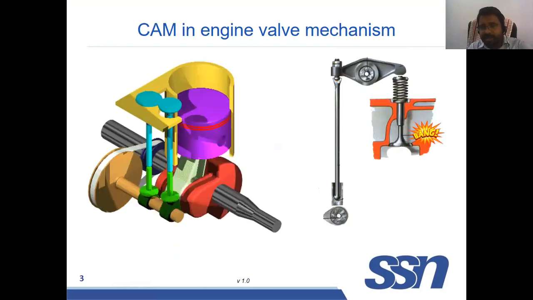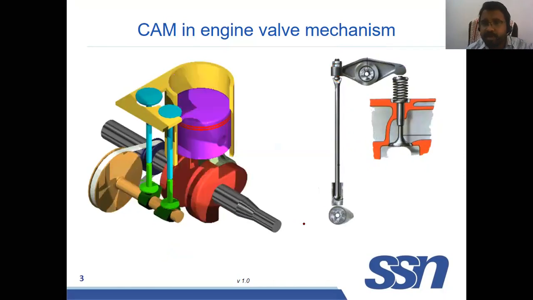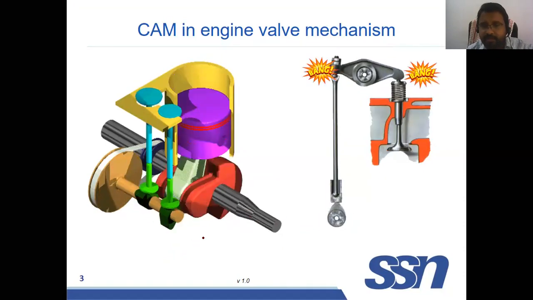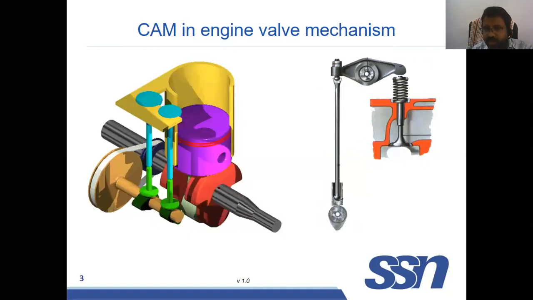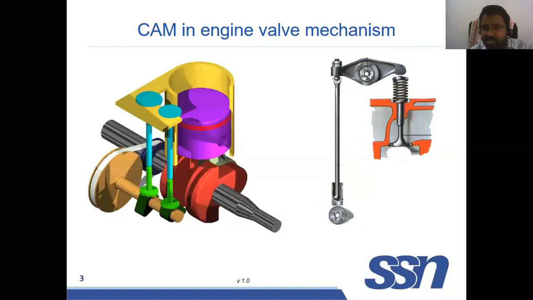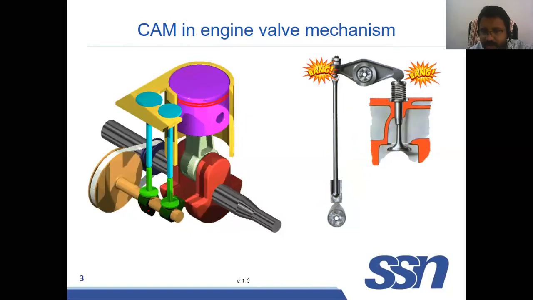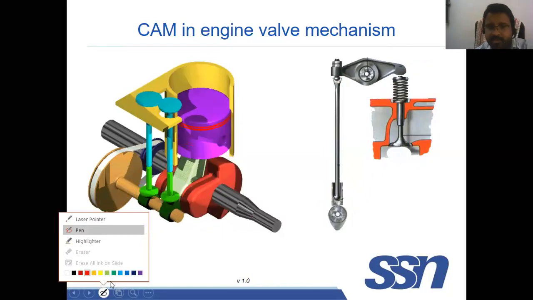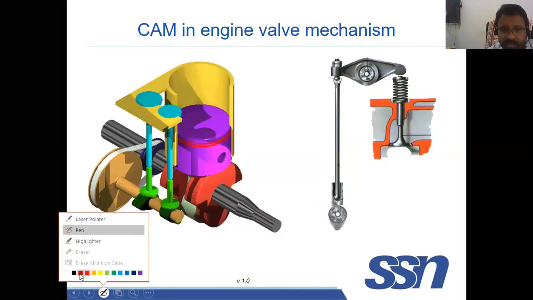You see a clear application here in these two diagrams. Where is the cam here in these two mechanisms? The first diagram is showing an internal combustion engine, and you see the cam is rotated here. The green color one is called the cam. Can you see where it is?